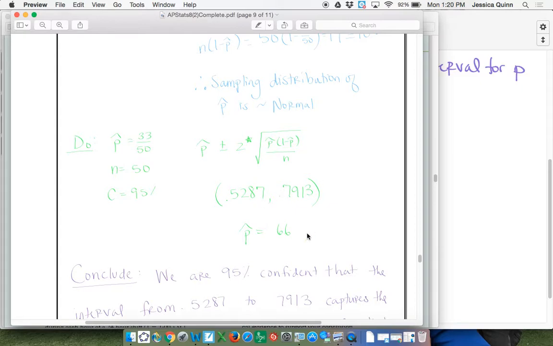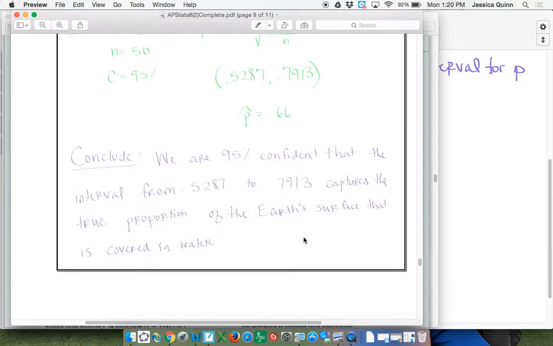Okay, so the p hat that we got was 66%, and then if you do your formula, you get this confidence interval, 0.5287 to 0.7913. So to conclude, we are 95% confident that the interval from 0.5287 to 0.7913 captures the true proportion of the Earth's surface that is covered in water.